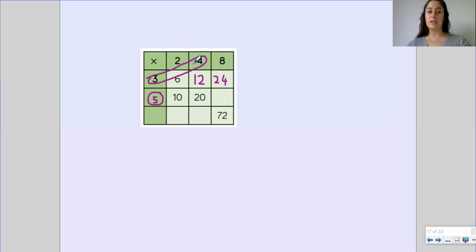Let's double check it with this next number to make sure that our answer would also be correct. So 5 times 2 equals 10. 5 times 4 equals 20. So we were right. What about 5 times 8? Well, 5 times 8 equals 40.